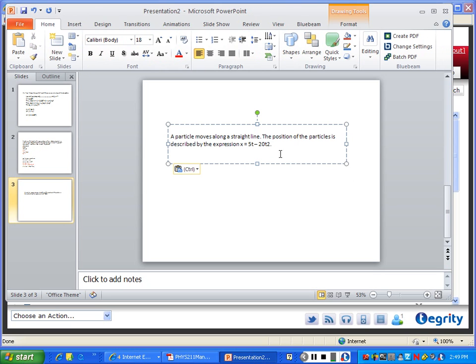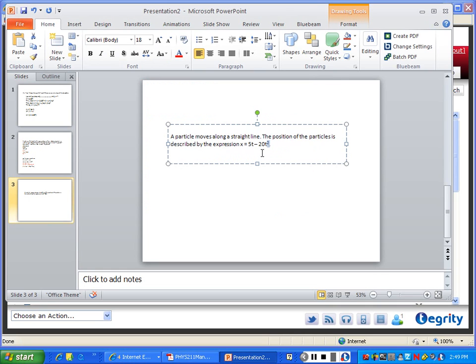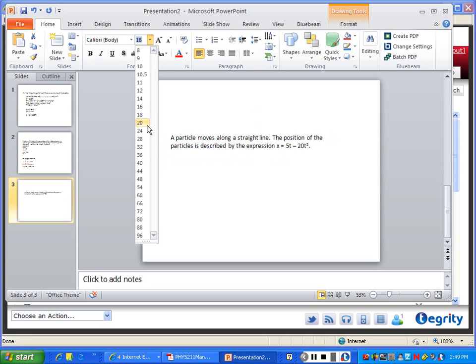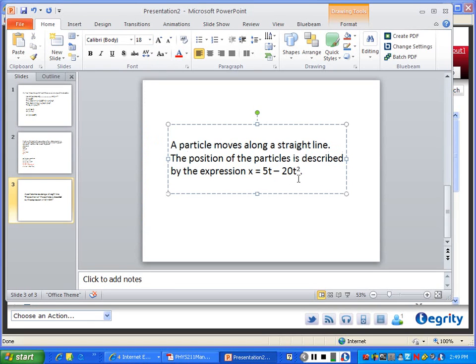Particle moves in a straight line. The position of the particle is given by the equation 5t minus 20t squared. Okay.